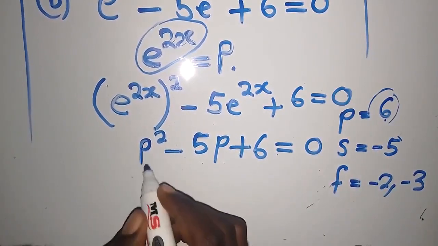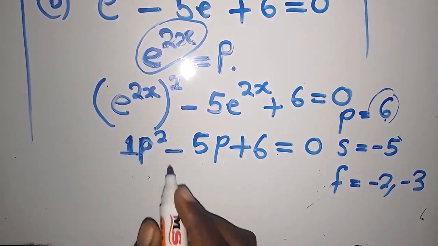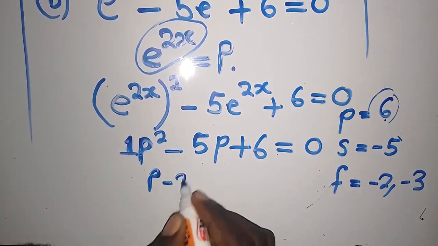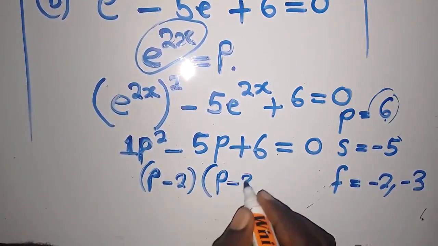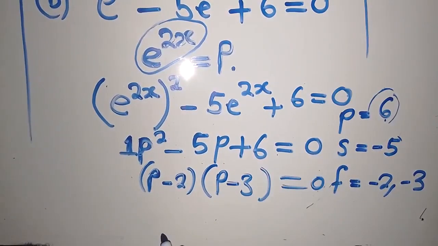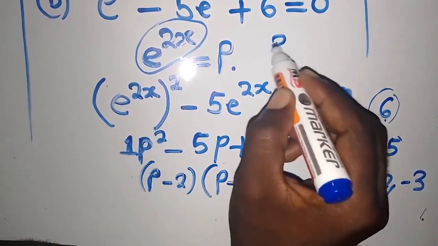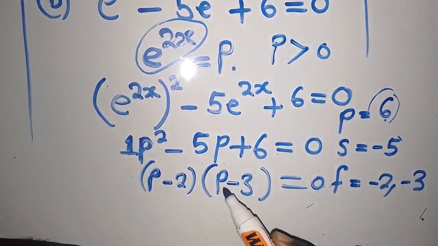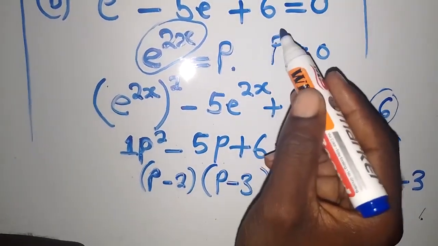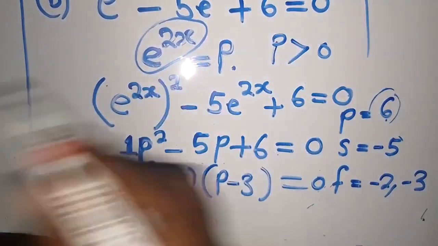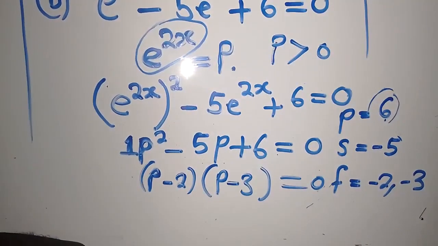So as you can see, even this one, the coefficient there is 1, so you just go direct. You say p minus 2, then p minus 3 is equal to 0. So when you are solving this, you know that in this case p is always greater than 0. You can use p, you can use k, you can use anything apart from e that is here and x. You can use these other letters, y, you can use anything.